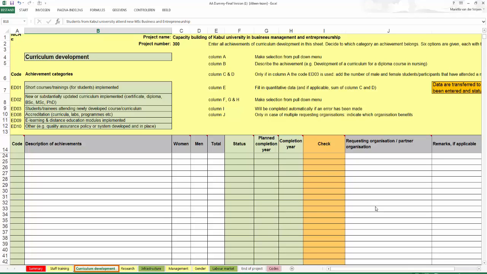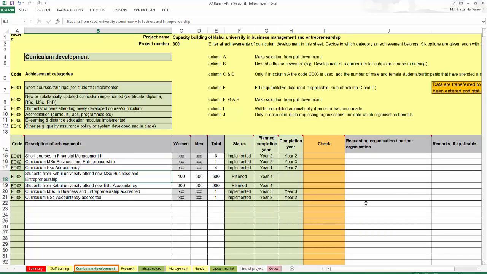Please be aware, if you have an earlier version of the achievement annex, you might have categories that have since been removed, for example, EDO4 and EDO5. Here you see an example of achievements in the curriculum development.